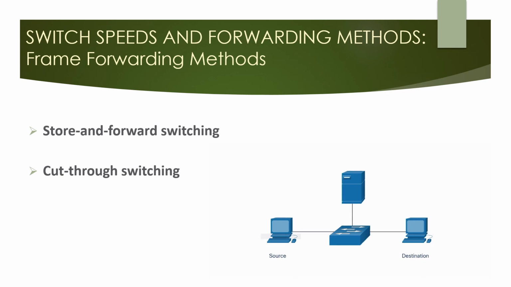If we look at the animation, it demonstrates the store and forward process. As you can see, the switch will check for a match on the cyclic redundancy check. If there is a match, then the switch will find the port for the destination MAC address to forward this frame.